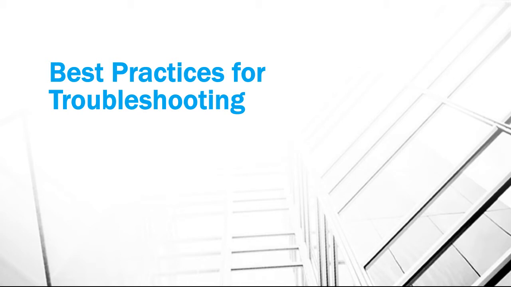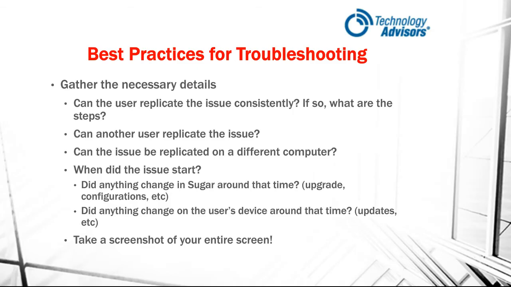Practices for troubleshooting. So the first thing here is to make sure you're getting the necessary information. If someone says, hey, I've got a problem with Sugar, what are some of the things that you should be asking them at that point, to try to figure out how to resolve the problem yourself or to open a case with your partner or with Sugar and get their support in solving the issue.